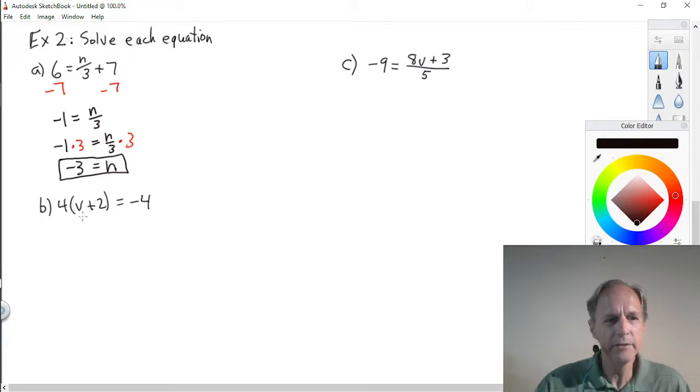What do we do here? We want to get the v by itself. The v, though, is inside these parentheses. What are you going to do with that? V plus 2. You do parentheses first in order of operations, but you can't add v plus 2.